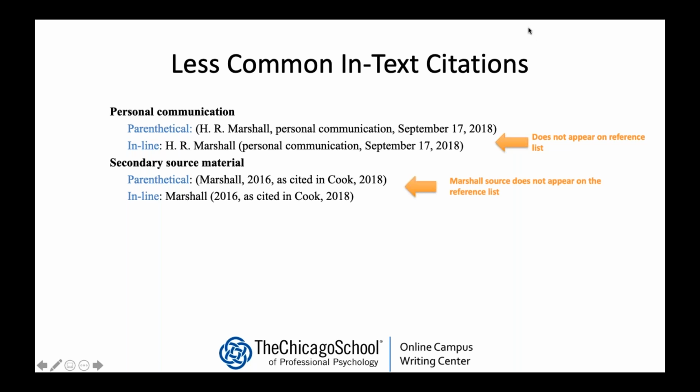So here, there's another rule. The Marshall source, the secondary source, does not appear in the reference list either. So only Cook is going to appear in the reference list because the reference list only includes sources that you have read. So if you didn't read the secondary source, you wouldn't put it in your reference list either.